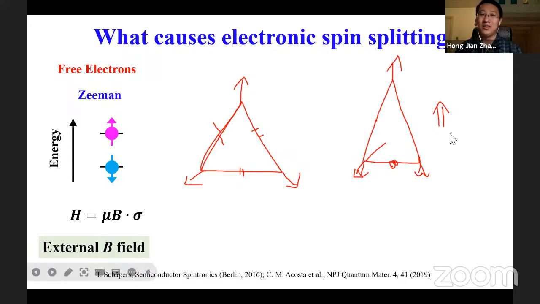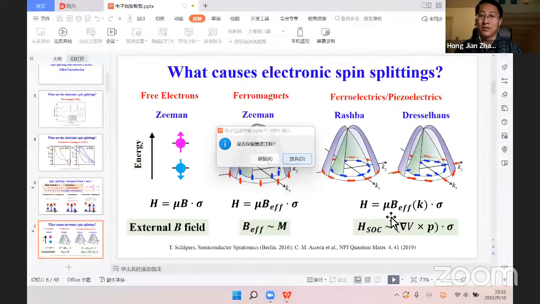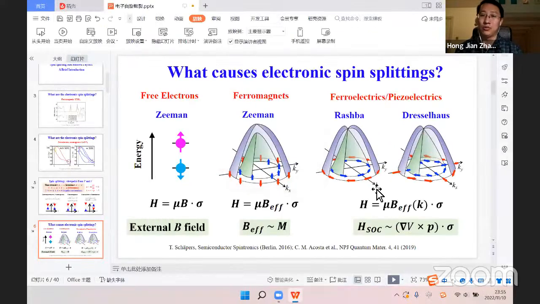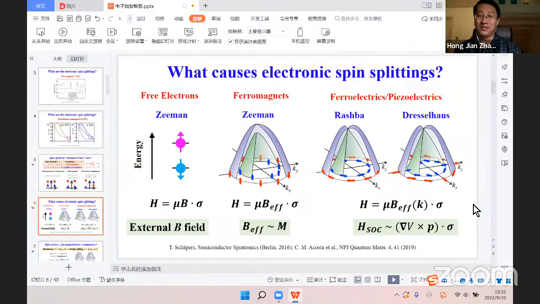Typically in the calculation, some distortion or the lack of an inversion center will modify the electronic wave function, and such a wave function can change the electronic distribution. Because of that, the effective field can appear. But it is just a heuristic way to understand that. I have no macroscopic picture regarding this.